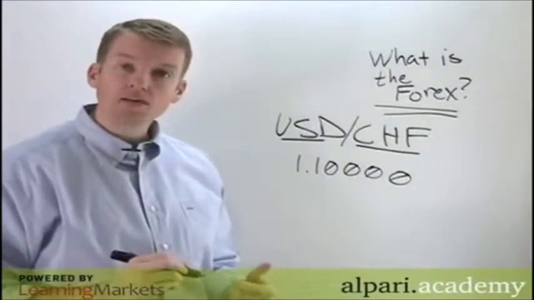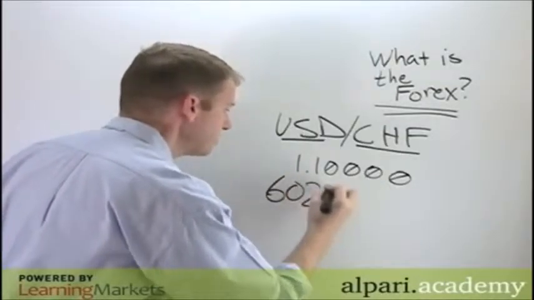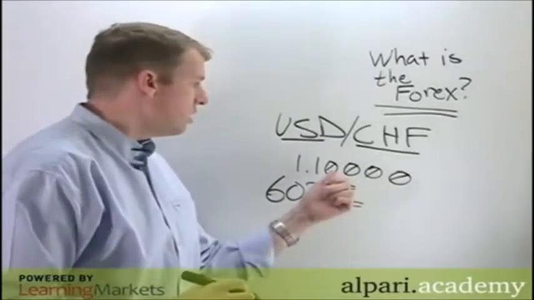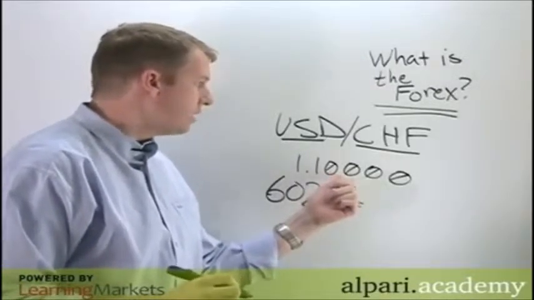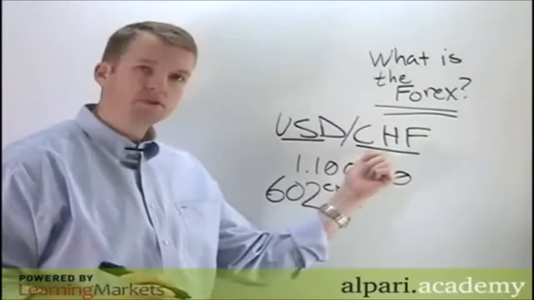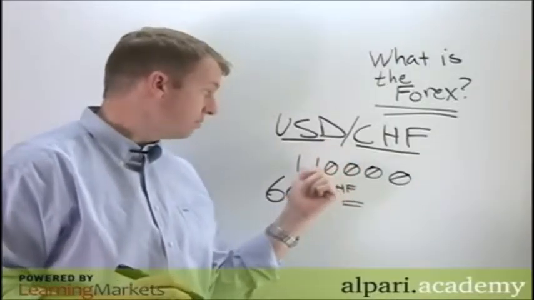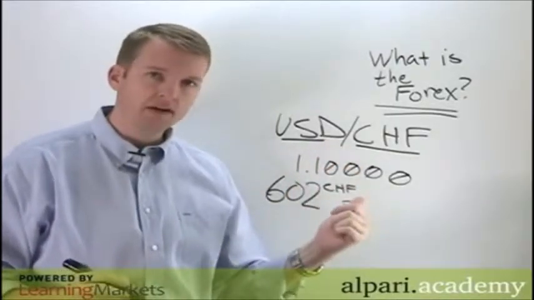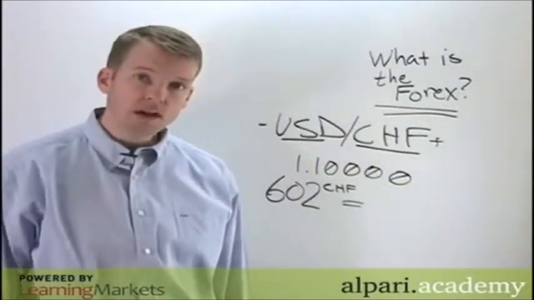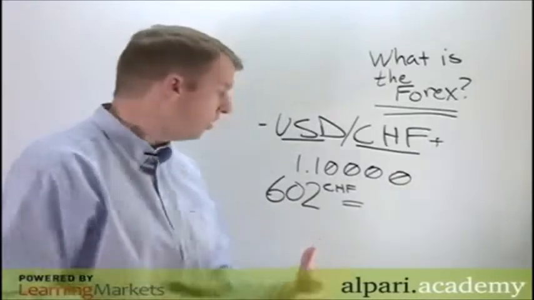But this actually worked out in our favor, because what's really happening here is that we have our 602 francs, and we're going to convert them into dollars. But what's happened here is that now it costs fewer francs. The exchange rate has dropped, so now it only costs 1.1 francs to buy a dollar, where it used to be a little better than 1.2 francs to buy a dollar. So the franc has actually increased in value versus the dollar. So this is the way that a forex transaction works.